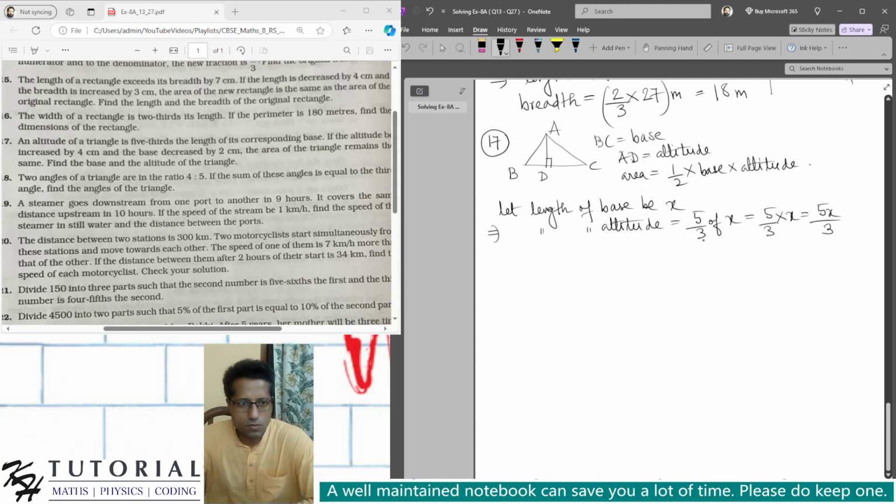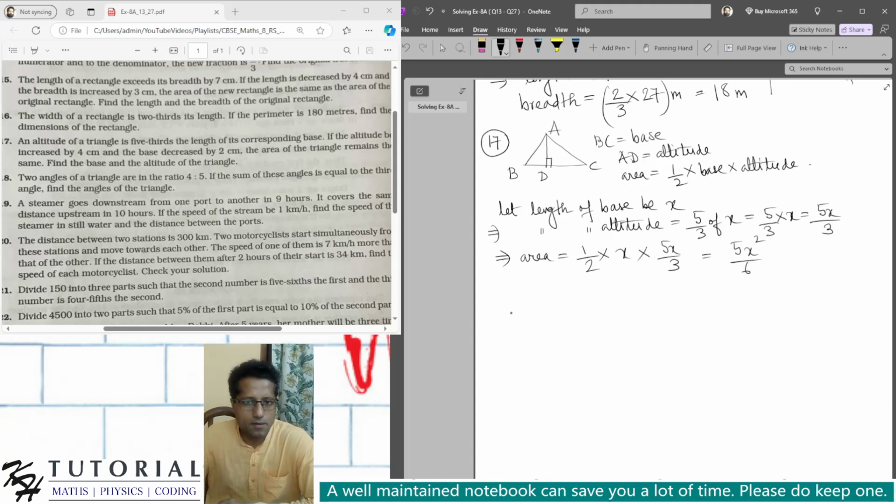Now, if the altitude is increased by 4 centimeter and the base decreased by 2 centimeter, the area of the triangle remains the same. Now, the area of the triangle will be half into length x and the altitude 5x by 3. So this is equal to 5x square by 6. This is the area of the original triangle.